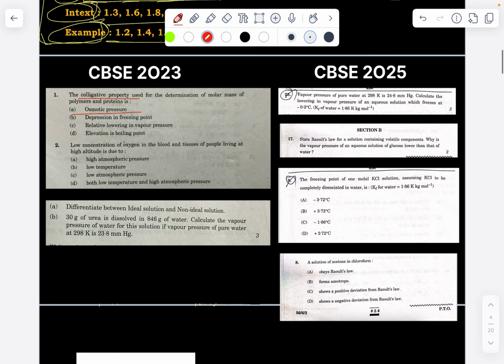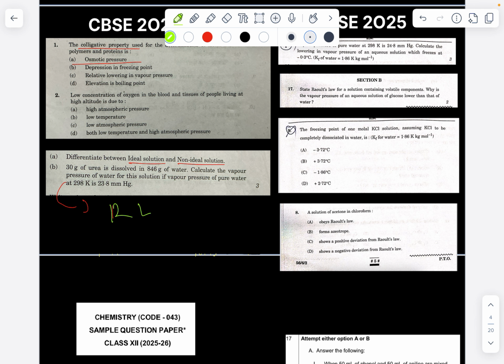Differentiate between the ideal and non-ideal. And the second part is regarding the relative lowering of vapor pressure. So relative lowering of vapor pressure is one of the colligative properties, and ideal solution, non-ideal solution is Raoult's law. And osmotic pressure also they will ask.